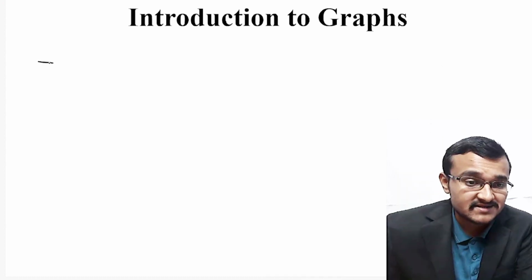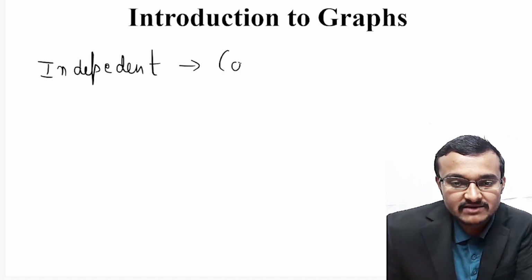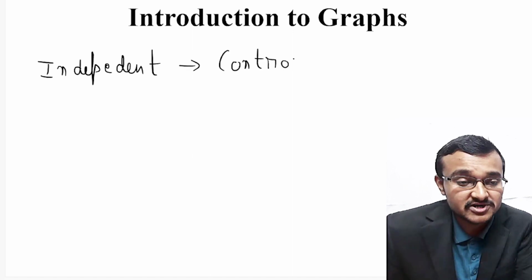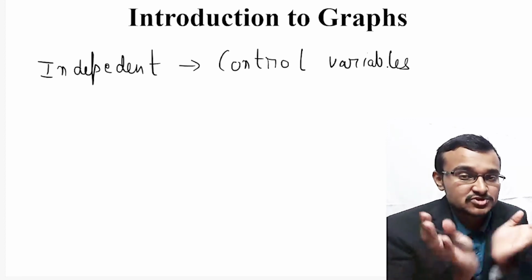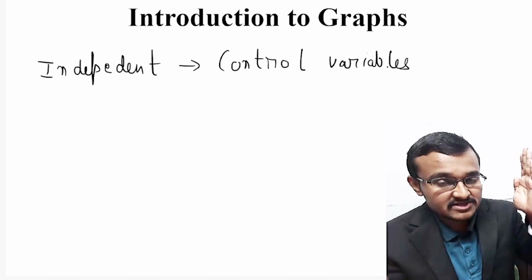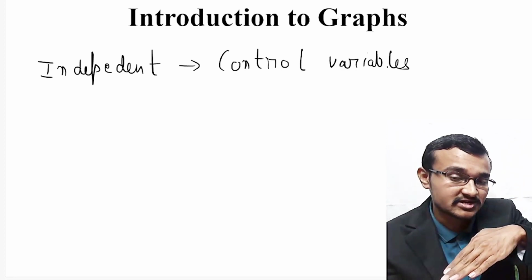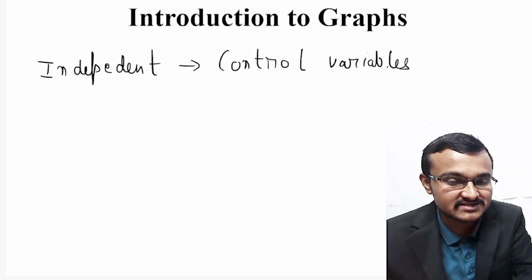In a graph, the independent variable is also known as the control variable. That means because the independent variable is not dependent on anything, it is controlled in a certain way. That's why they are known as controlled variables, and dependent variables are dependent on these independent variables or controlled variables. This we have already discussed.